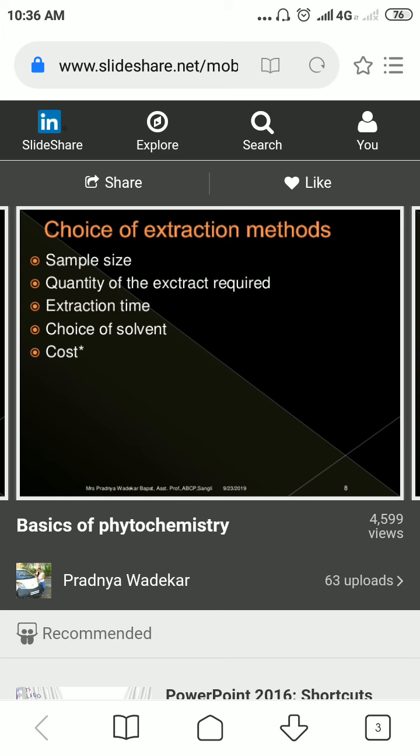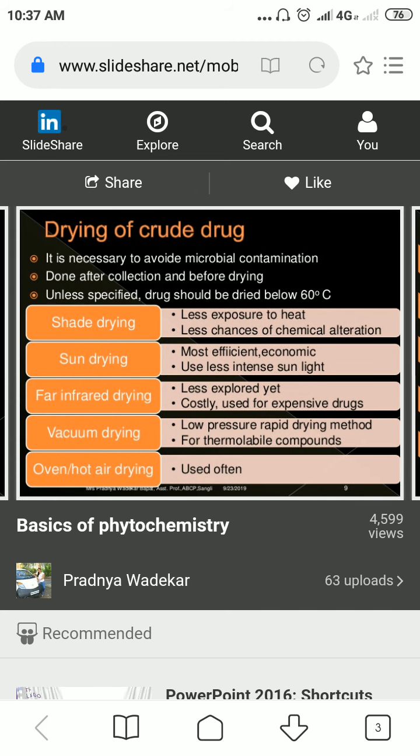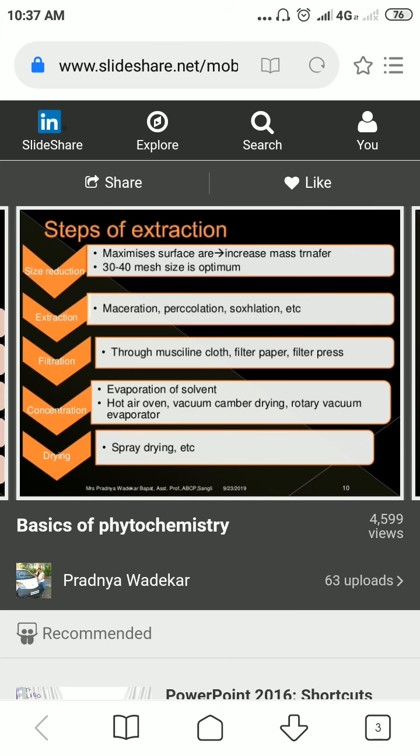So which type of extraction method should we choose? These factors affect it: sample size, quantity of powder or extract required, extraction time, choice of solvent, cost, etc. So these are the different steps involved in the extraction process, like size reduction.